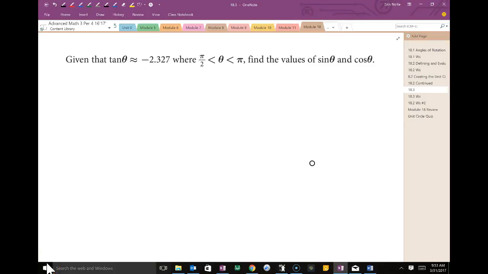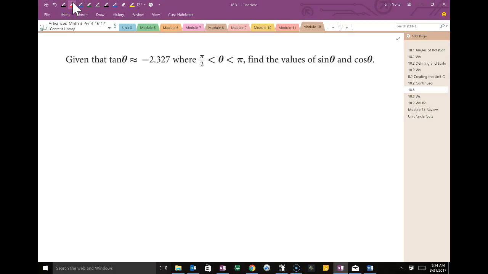Okay, so the difference on this one between the last sections is that last time we were finding the sine and the cosine given either the sine or the cosine. This time they're going to give us a tangent and they're asking us to find the sine and the cosine. So this is going to be a little bit more complicated.